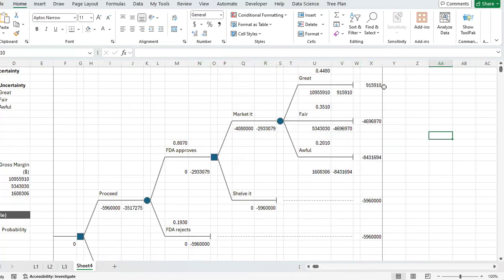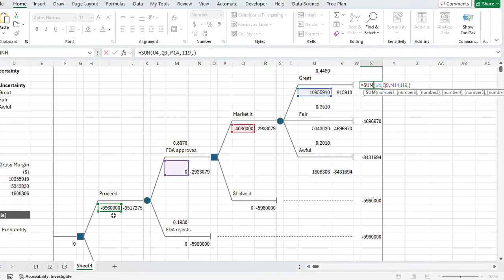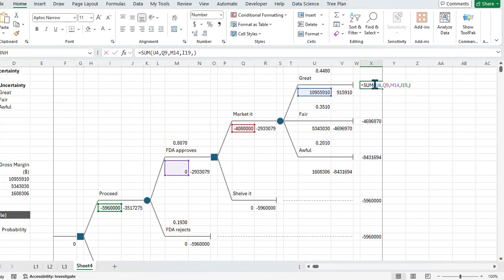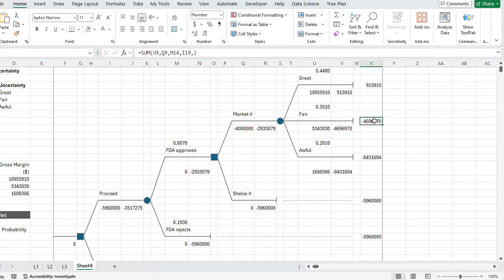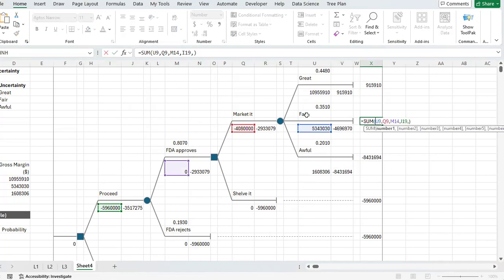How do we get this value here? All we're doing here is taking this cost and adding it to that cost. So our total fixed cost minus our expected gross margin for the situation where we have a great economy and FDA approval. This is doing the same thing, but for a fair economy. That's our expected gross margin. That's what we're going to spend on marketing. And that's what we're going to spend on proceeding with developing the product.